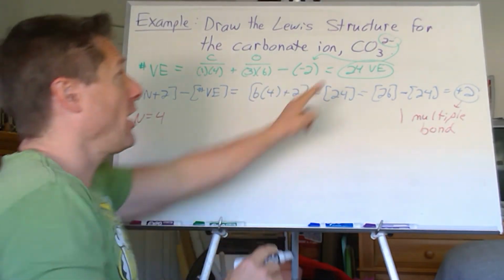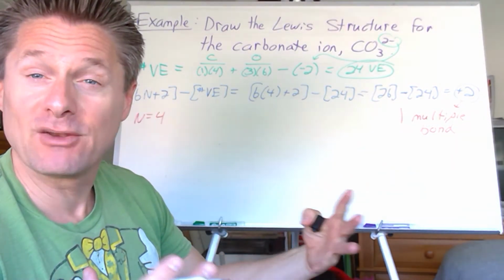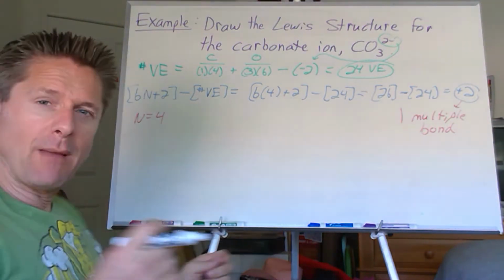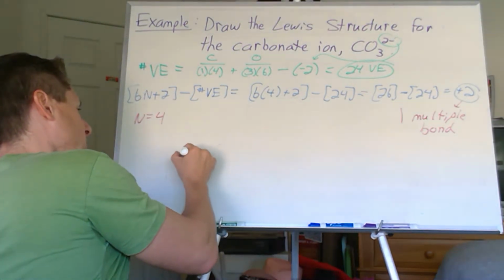Now, carbon obviously is way less electronegative. Look for symmetry. Oxygens don't like to bond to each other because they're highly electronegative. So we're probably going to have all three oxygens bonding to that carbon in the center. So let's do that. Let's put the carbon here.